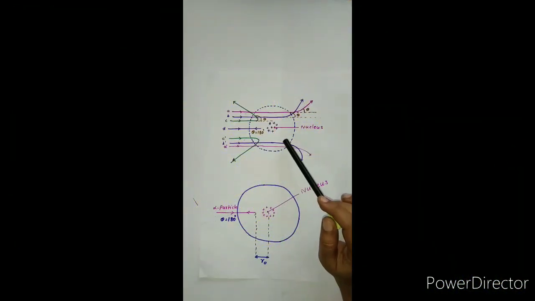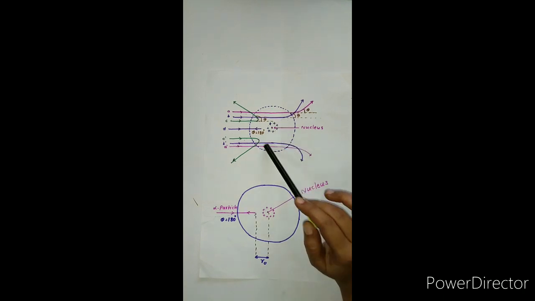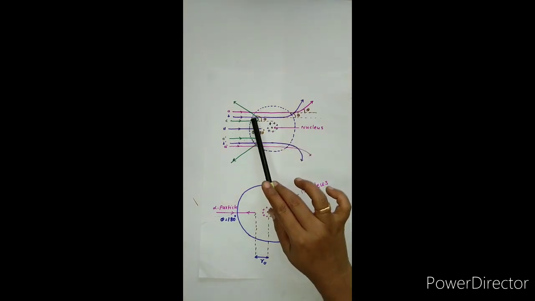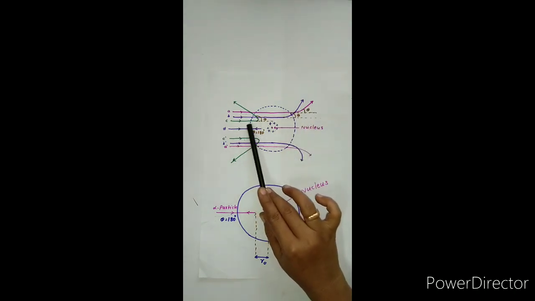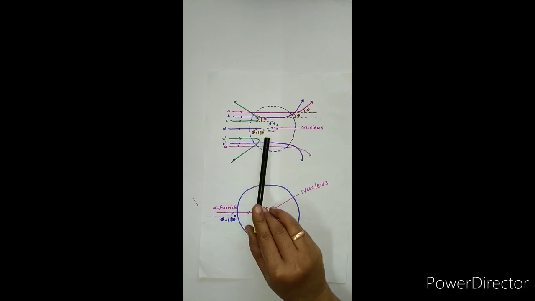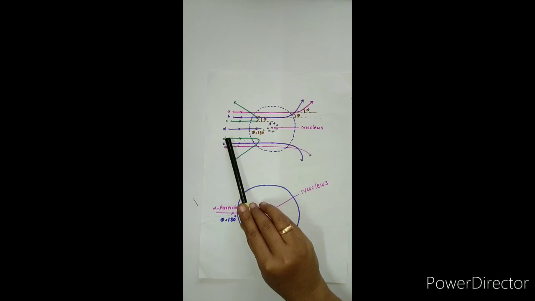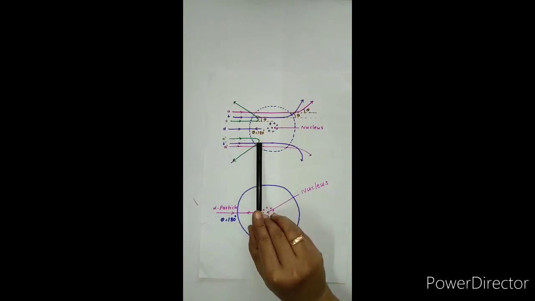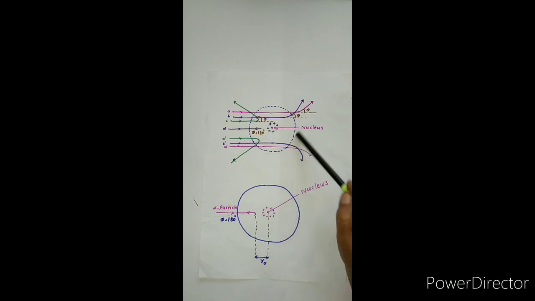Dear children, in the last class you studied the alpha particle scattering experiment. In this experiment, you studied that some of the alpha particles pass straight through the atom and some are deflected through an angle theta. One or two alpha particles pass directly toward the center of the nucleus and retrace their path with an angle of 180 degrees.